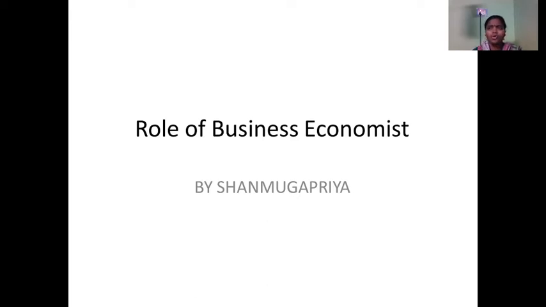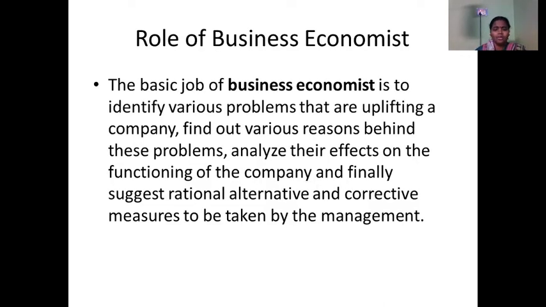Clear? So what will the economist do? Let me see it one by one in this slide. Just see this one: the major role of the economist. The basic scope of the economist is to identify various problems that are holding back a company. First, the company must be uplifted. Once the company wants to uplift, what basic problems will occur? What is the current scenario? How can we identify that situation? All these things we must know first.